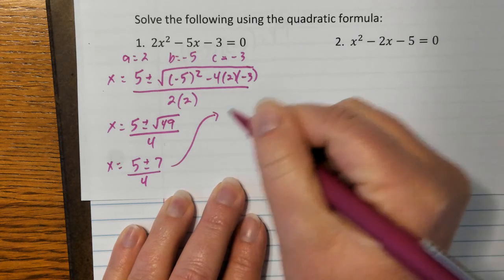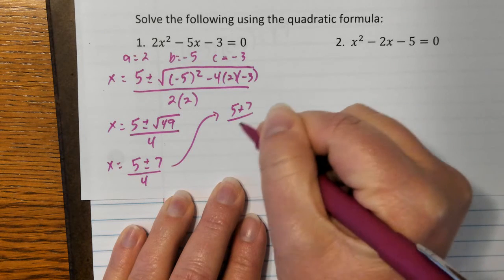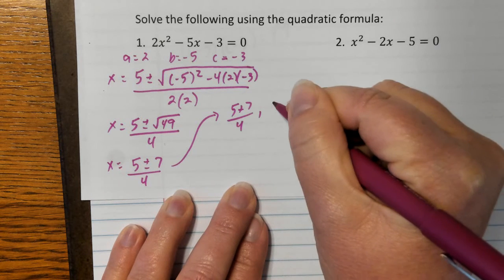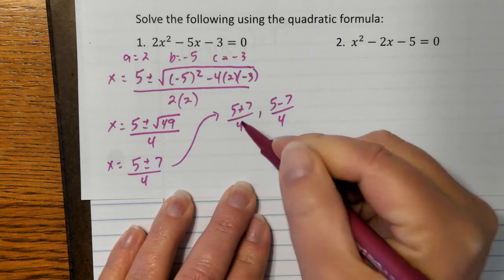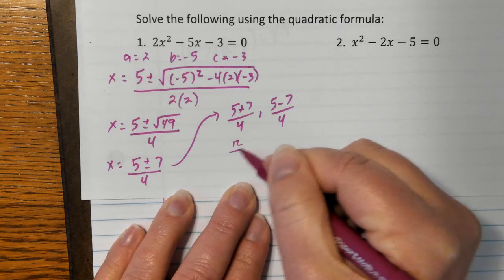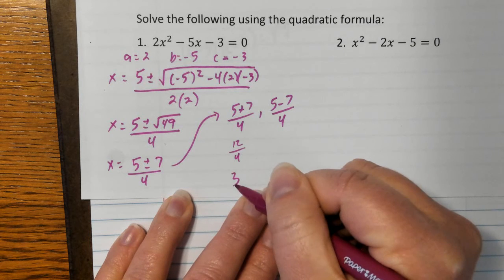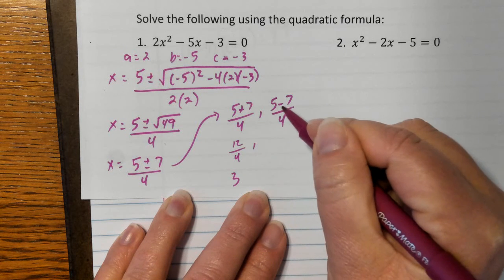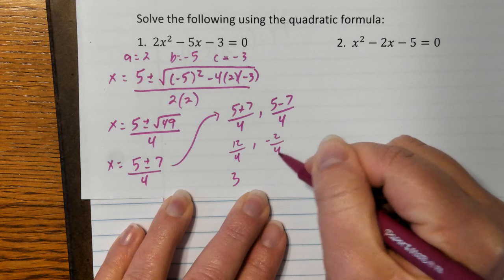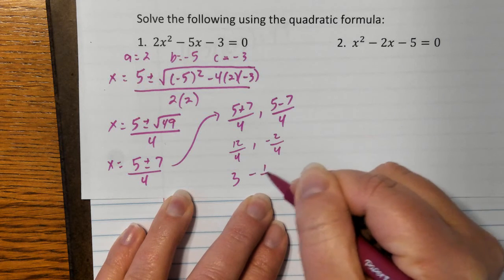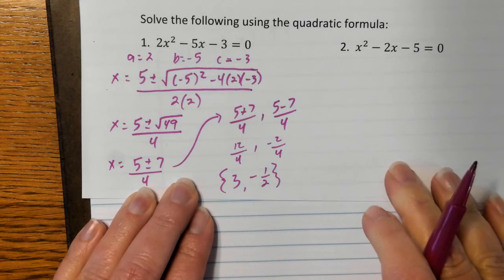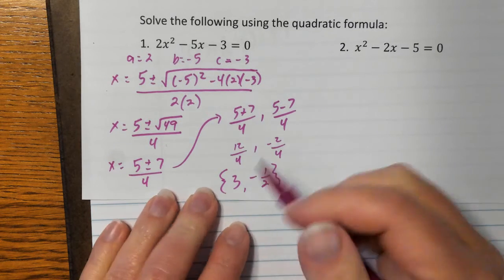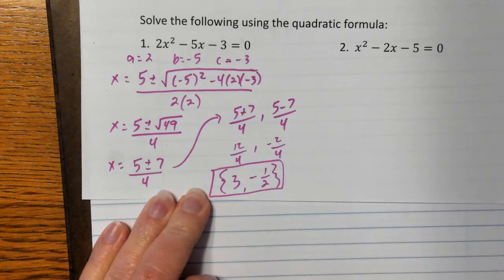So I'm going to have 5 plus 7 divided by 4, and my other answer will be 5 minus 7 divided by 4. Well, 5 plus 7 is 12. 12 divided by 4 is 3. 5 minus 7 is negative 2. Negative 2 divided by 4 is negative 1/2. So the 2 answers to this quadratic equation are 3 and negative 1/2. Those are my 2 answers.